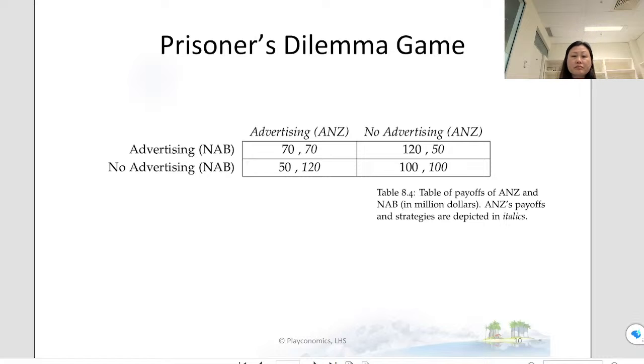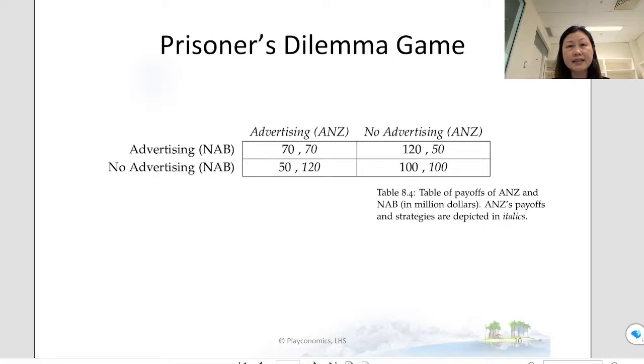Okay. So when we talk about the prisoner's dilemma game, one of the key things that has always been used is the concept of two suspects.